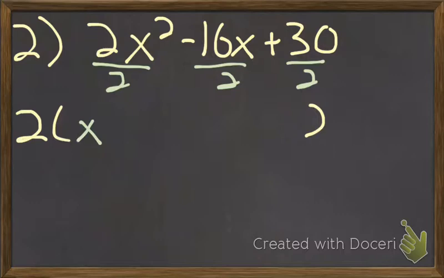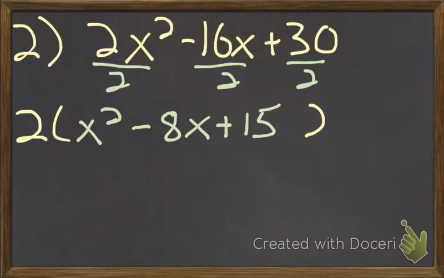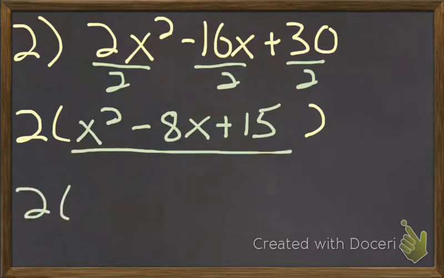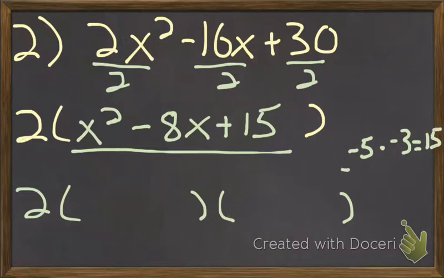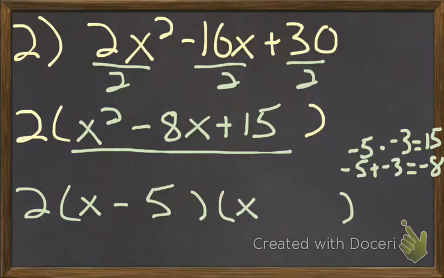So you get x squared minus 8x plus 15. And now we just keep the 2 and essentially just factor this. So what two numbers multiply to 15 and add to negative 8? And the answer is negative 5 times negative 3 equals 15. Negative 5 plus negative 3 equals negative 8. Okay, so the two solutions are negative 5 and negative 3. This is our solution set to that problem.